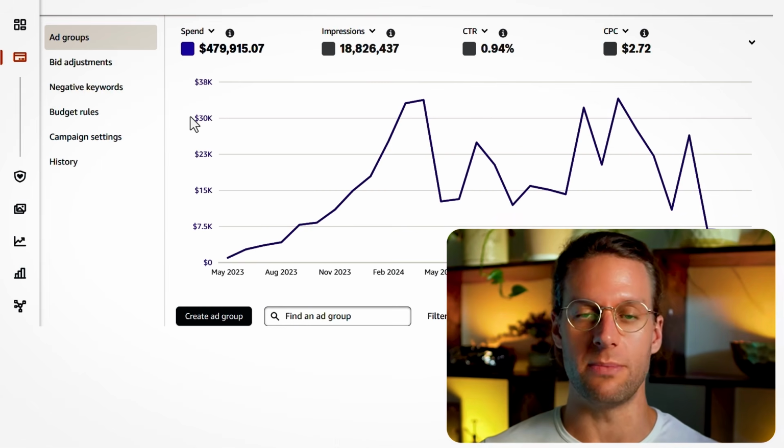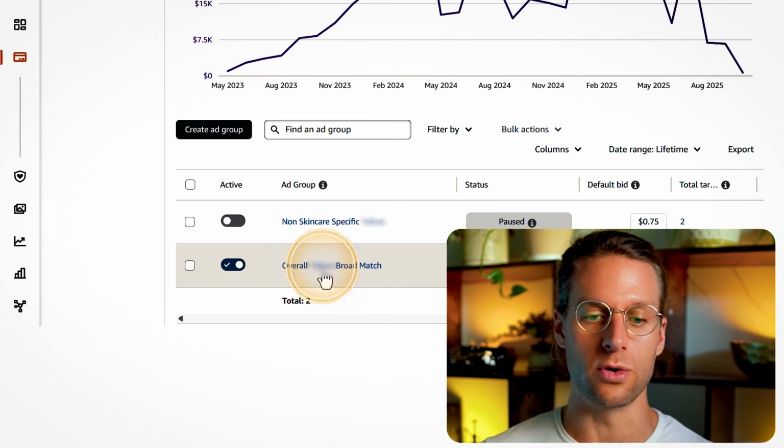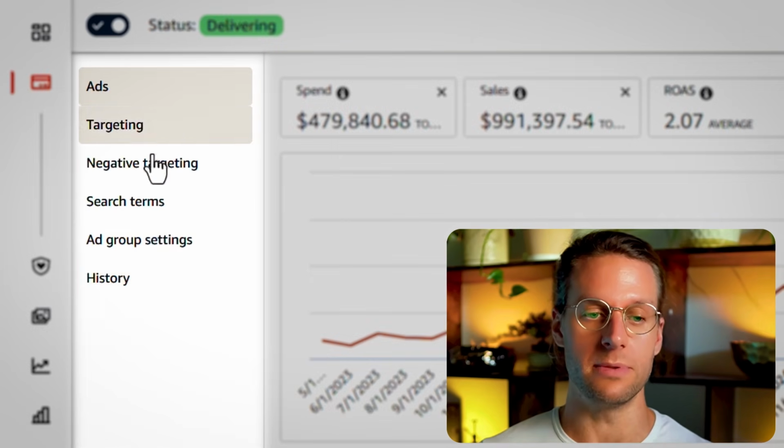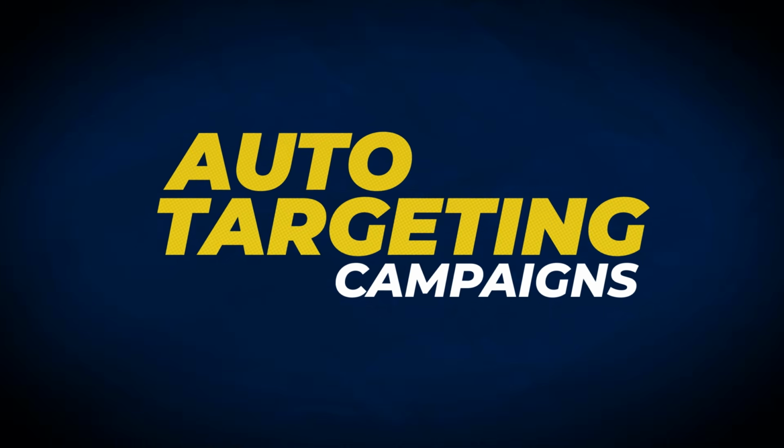But that's not the only type of optimization we can do. If we click into the ad group itself, now we see other ways that we can optimize the campaign on the ad group level. There's ads, targeting, negative targeting, search terms, ad group settings, and history. Now, what I'm going to be walking through in this video is how to optimize your campaigns right in the ad console, right here, with no other tools, no other sheets, or anything like that. But there are other ways to optimize your campaigns, like using software. Now, let's start with auto campaigns.